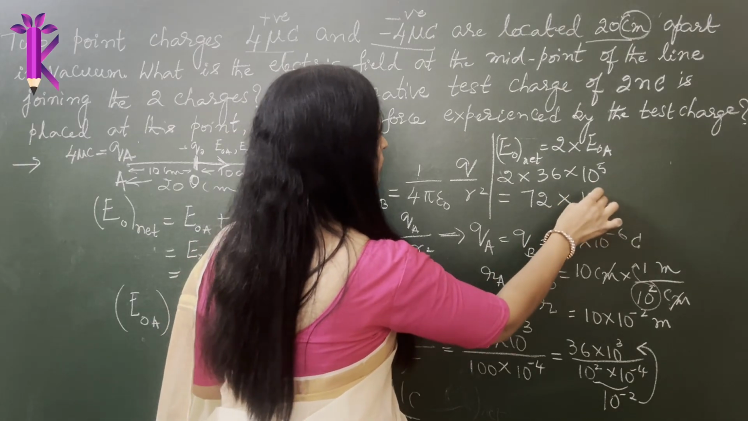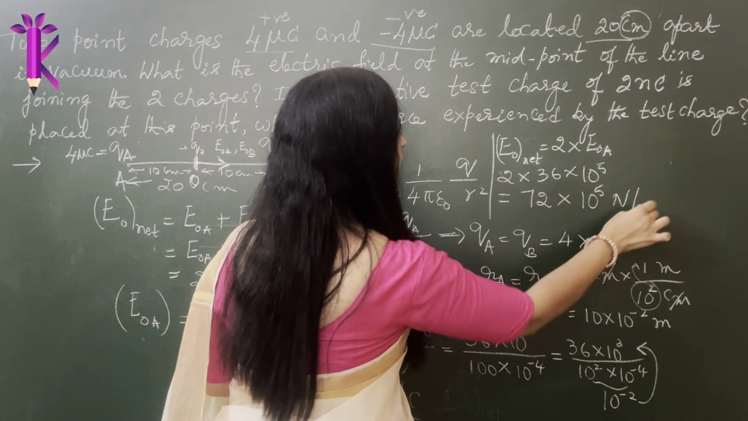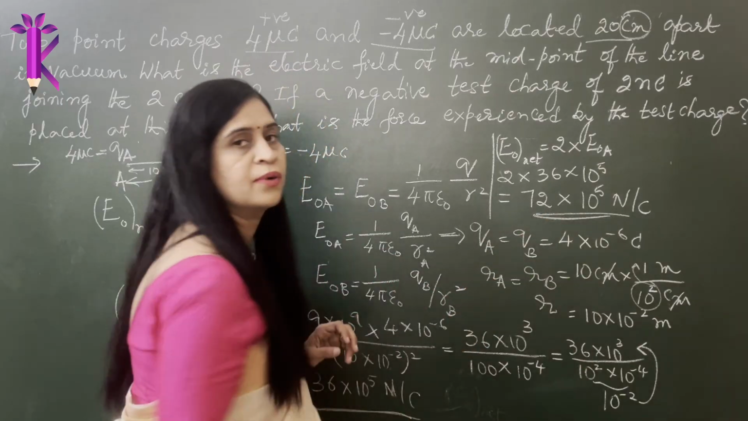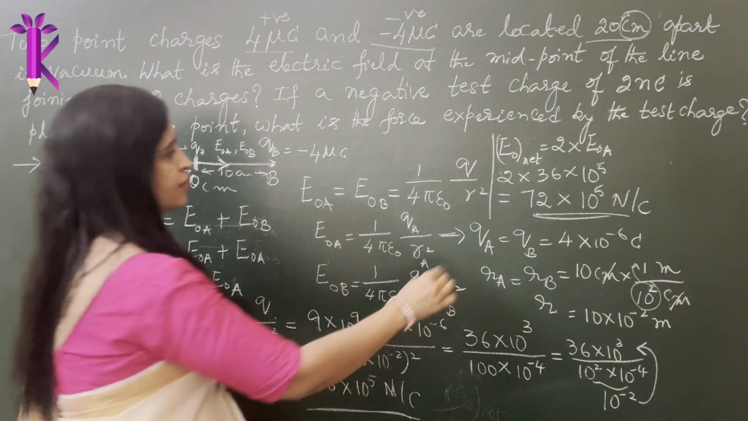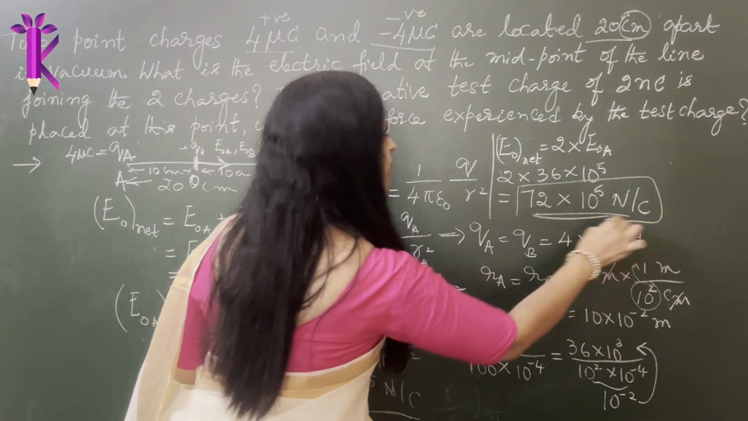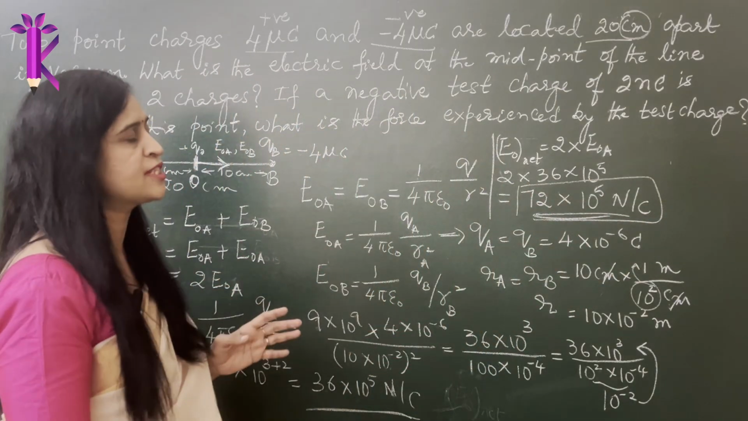So 72 into 10 to the power of 5 Newton per Coulomb. Right? So I hope you ended up with the right answer. So these were the answers that you are supposed to figure out. There is again part 2, just like the previous numerical.